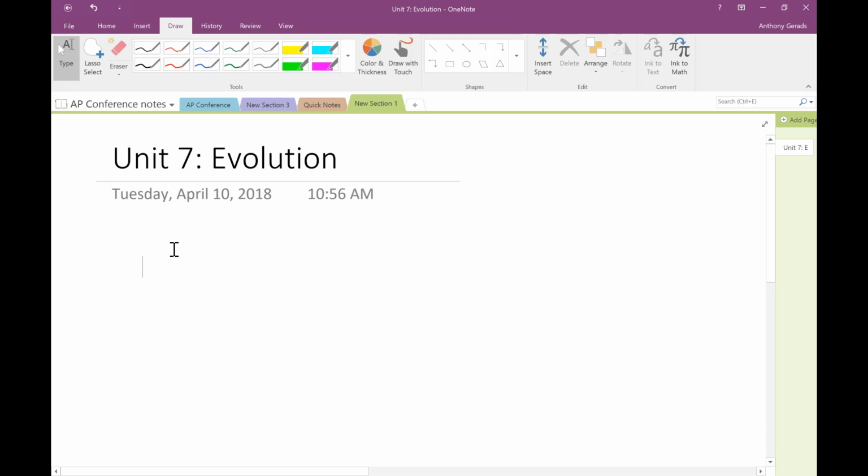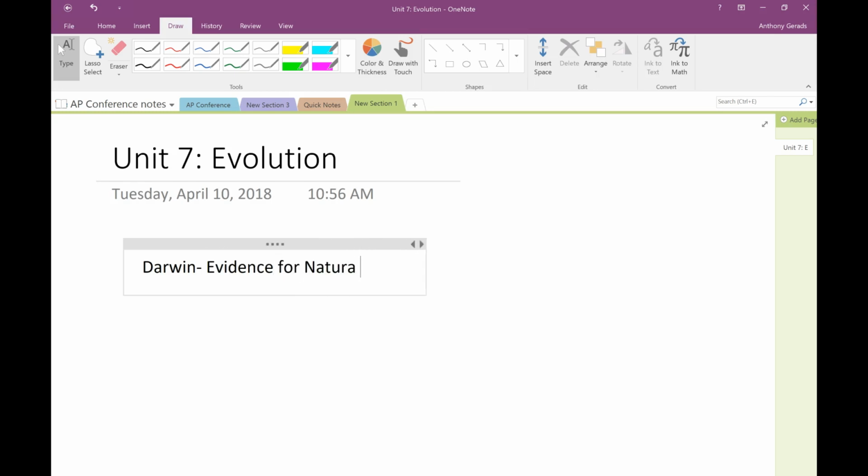Okay. 9.5. The first person we're talking about today is Darwin. He's the first person who gave us evidence for natural selection. He's not the first person who came up with the idea for evolution, but he's the one who came up with all the evidence behind it. Did all the groundwork, because he was going on a trip on his favorite sailing ship.